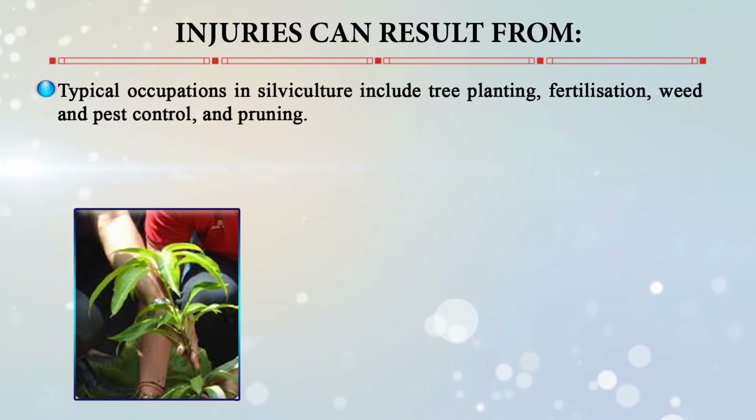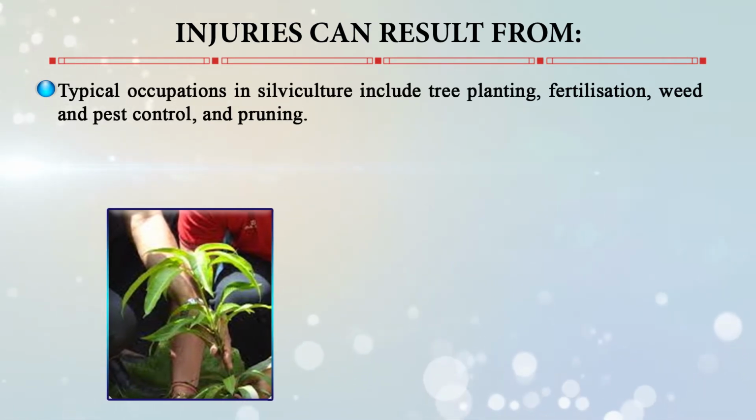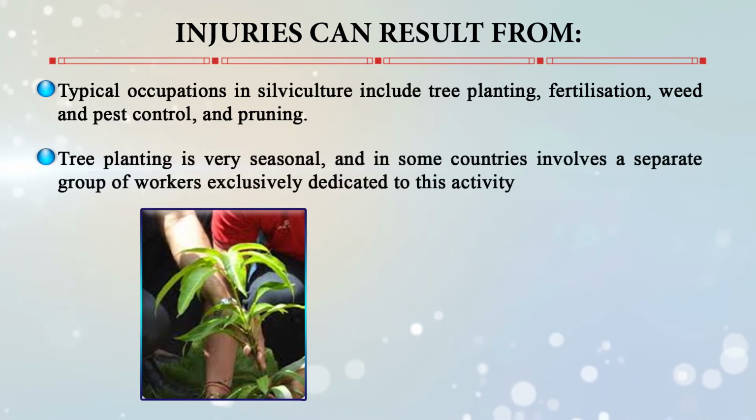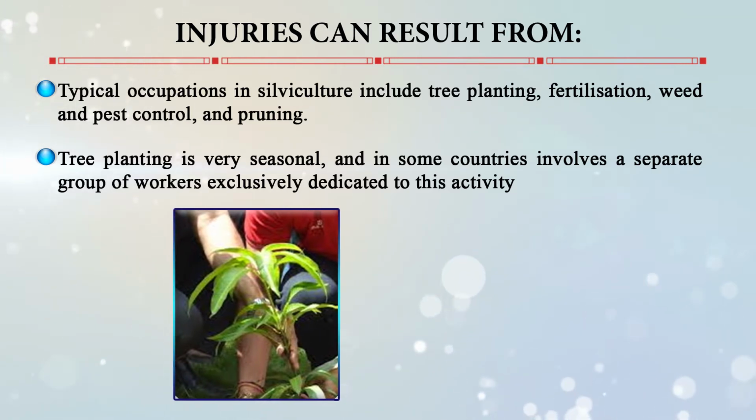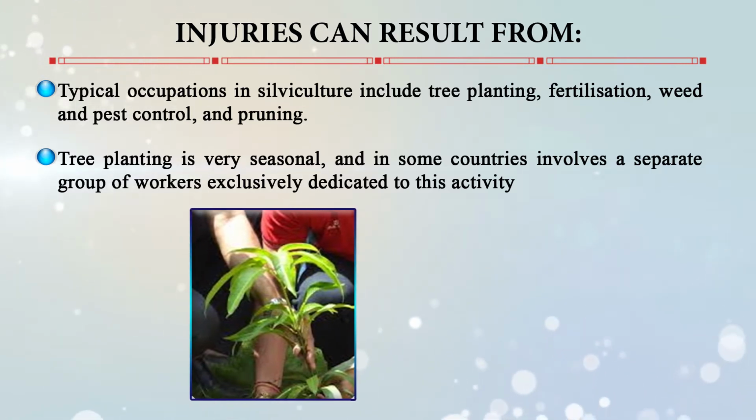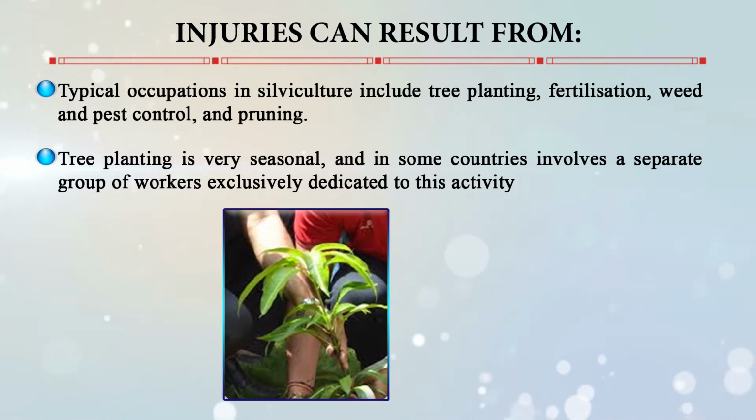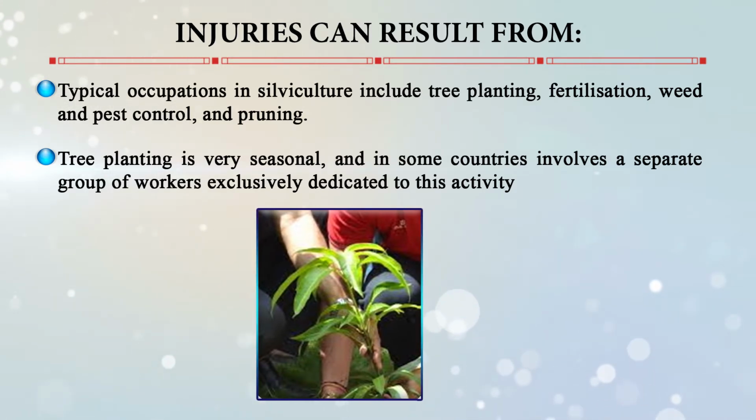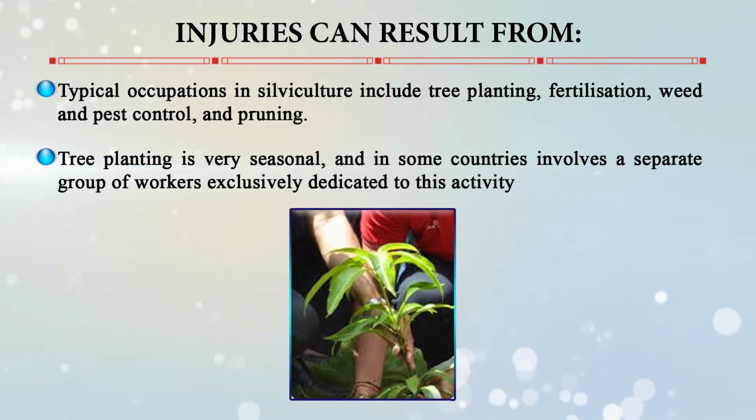Now, typical occupations in silviculture can include tree planting, fertilization, weed and pest control, and also pruning of these species. Tree planting is very seasonal, because every day you don't plant a tree. You have the evergreen ones, you have the deciduous ones. So the farm workers know when it is the right time to plant a certain tree during the seasonal variations. And in some countries, this involves a separate group of workers who are exclusively dedicated to this activity alone. And here again, the workers can have a number of problems.